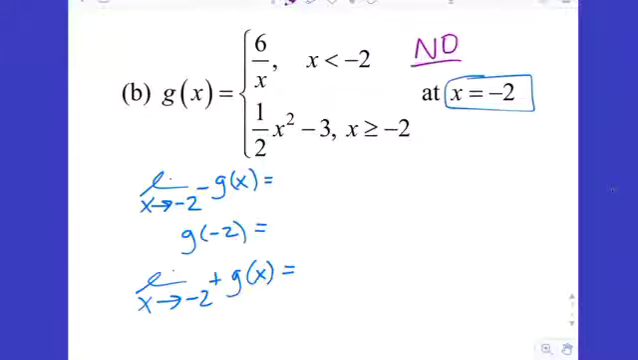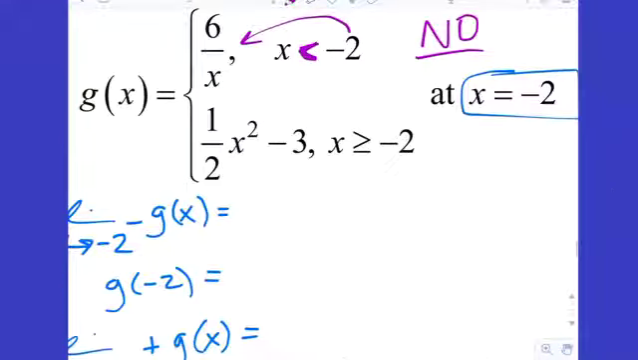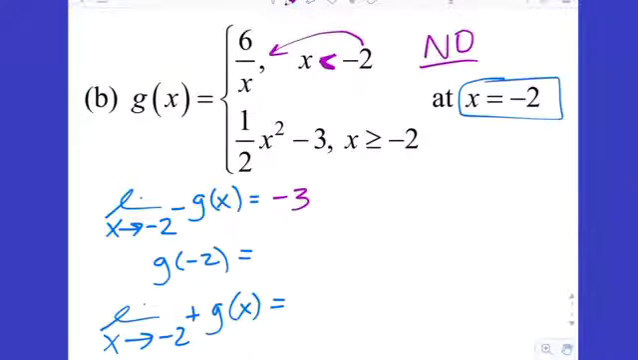Y'all say no. The limit from the left side of -2, which piece do we use for that? Top or bottom? Top, right? Left of, again, is less than. And it doesn't matter in this case if it's equal or not. The left-sided limit is just the less than. You plug in your -2 for x, and you get 6 divided by -2, which is -3. If you were to graph it, you would then put an open circle there. But for the limit, we don't care if it's open or closed.